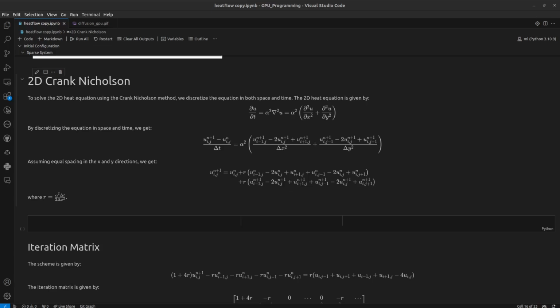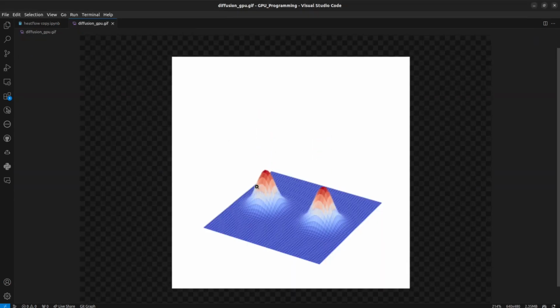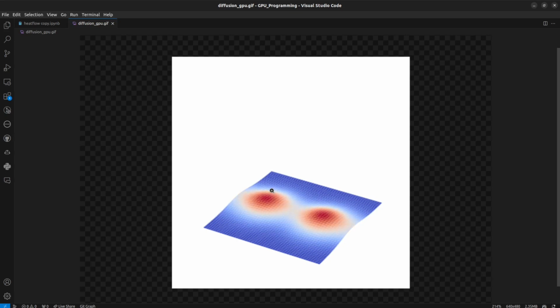Welcome back. Today we're going to solve the 2D heat equation by using the GPU to speed up the computation. And in the end, we're going to arrive at some nice animations that you can use for arbitrary initial conditions.